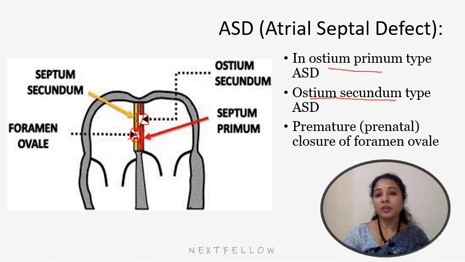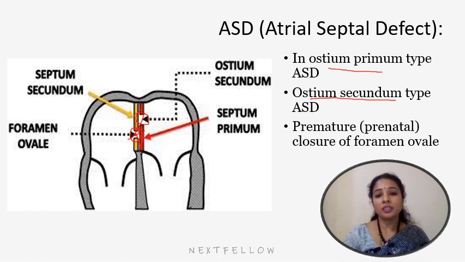Ostium secundum type is the most common atrial septal defect. If the septum secundum is too short to cover the foramen secundum, it allows the shunting of blood from left to right atria through the foramen secundum. It is caused by either an excessive reabsorption of septum secundum, resulting in a large foramen secundum, or an underdevelopment or reduced size of septum secundum, resulting in a large foramen ovale.